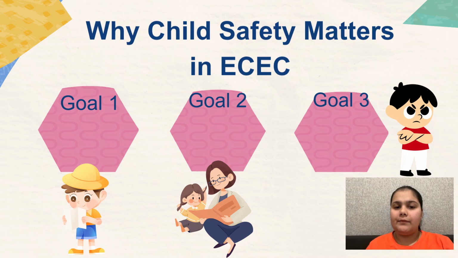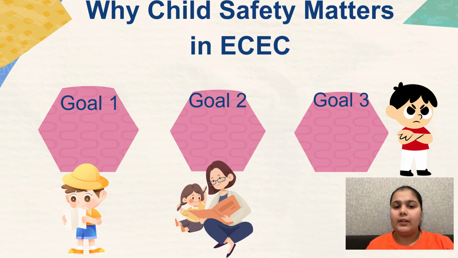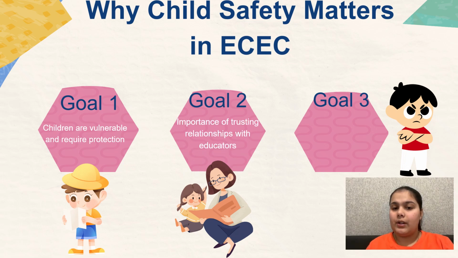Now, moving to slide 4, why does child safety really matter in early childhood education? Well, children are still growing, learning, and understanding the world around them. They are vulnerable and depend on us to keep them safe. When children have trusting relationships with their educators, they feel more confident and comfortable. Child safety is not just about protecting from harm, it's also about creating an environment where children feel secure, happy, and free to explore.